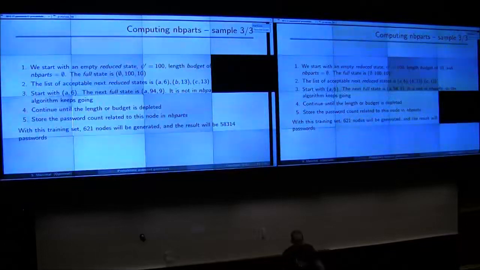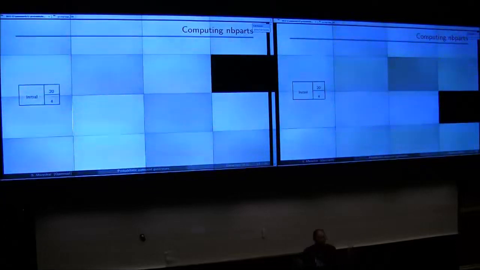What is interesting in this algorithm is that the filter will generate 58,000 passwords, but the structure will only hold 621 nodes, which will be orders of magnitude fewer nodes. I'm certain somebody can compute that and say it's a log of something, but I have no clue. So here is a graphical example of all the full state trees that we are able to compute.